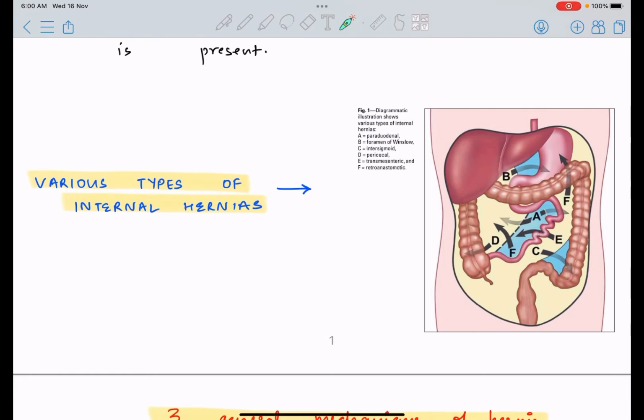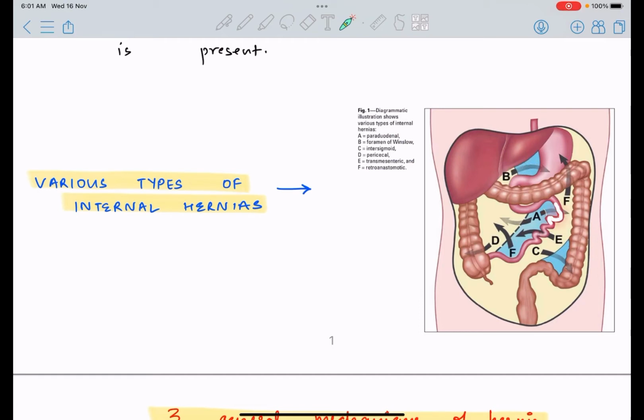After looking at the problem statement, we will take a look at the various types of internal hernias with the help of this diagram. In this diagram, we can see various defects or spaces in the peritoneal cavity through which a bowel or a part of viscera may find its way, therefore causing internal herniation. Let's take a look at various spaces. If we take a look at this particular space, that is the foramen of Winslow. If bowel goes through this foramen into the lesser sac, it becomes a foramen of Winslow hernia.